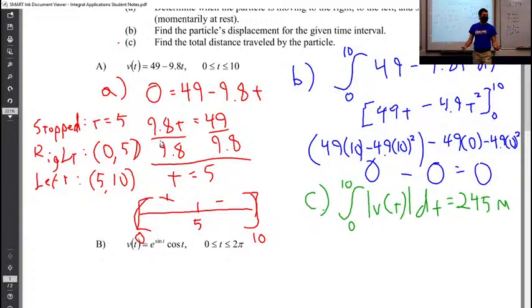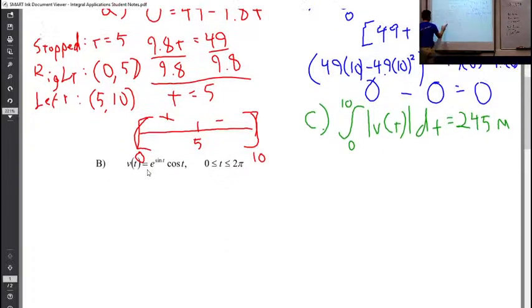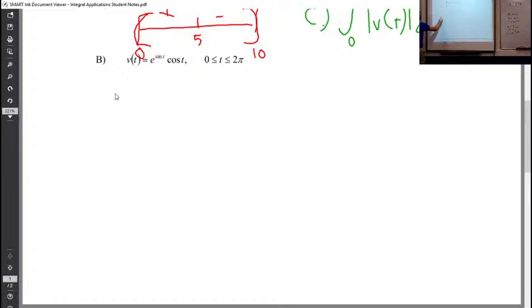I'll go ahead and get you started on this one. We'll finish it. First of all, part A. I want to know when velocity is 0, so I know when the particle has stopped.